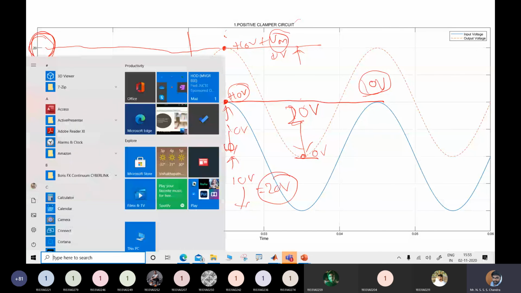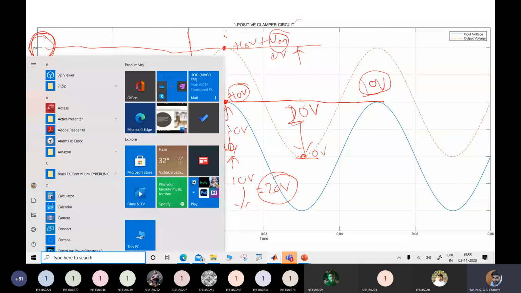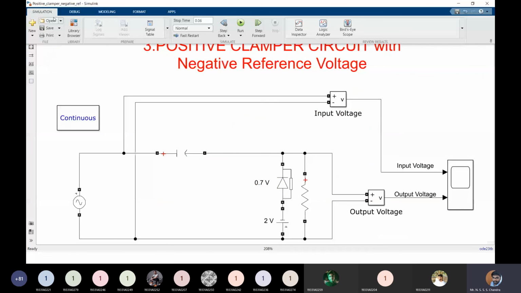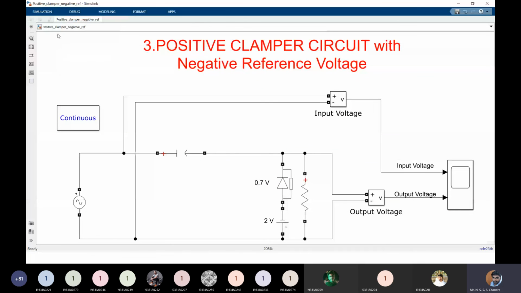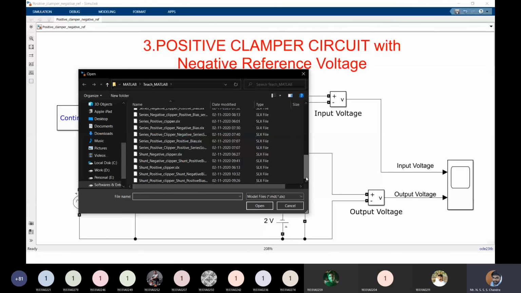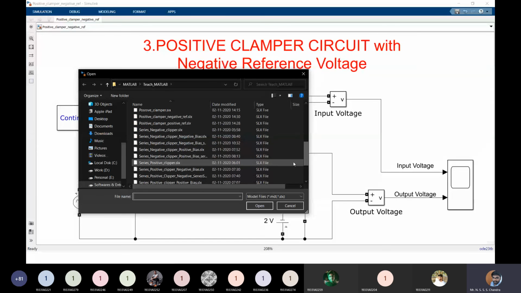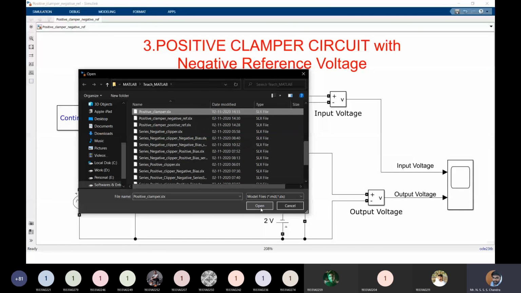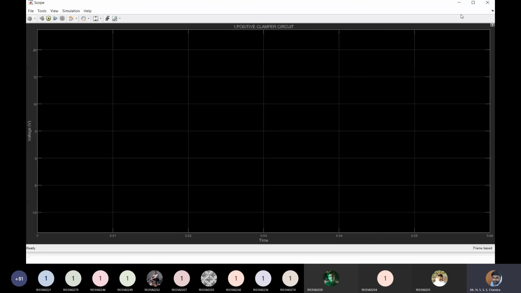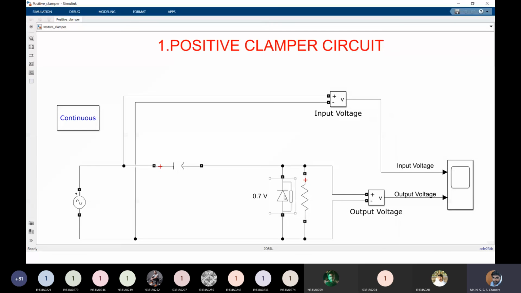I'll open the simulation circuit. The same simulation circuit I've taken in these snapshots. This is the positive clamper circuit. Here 0.7 is not there, I'm taking an ideal diode.